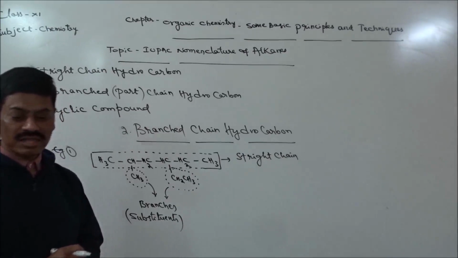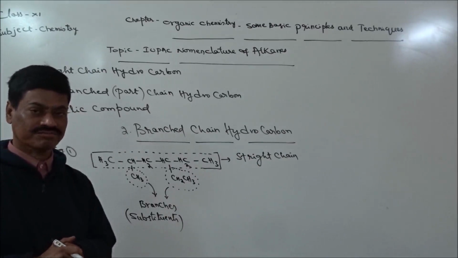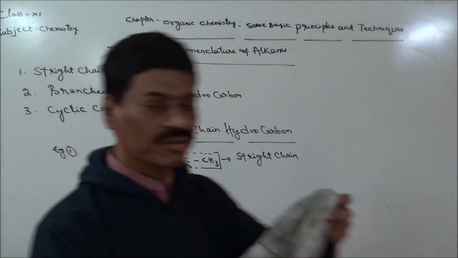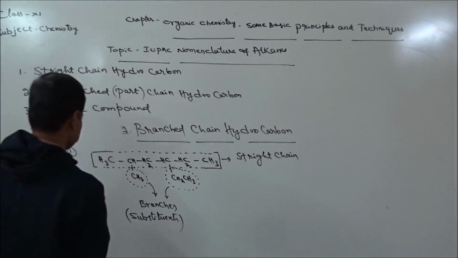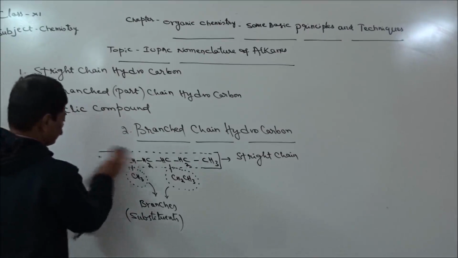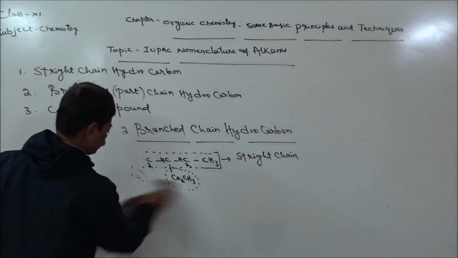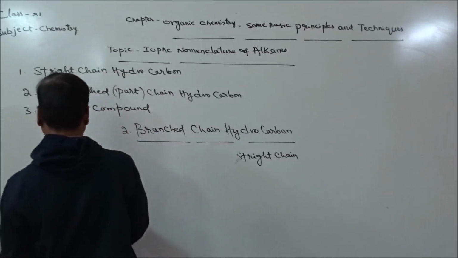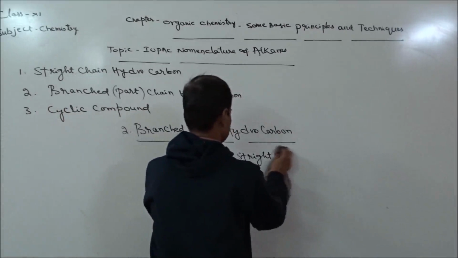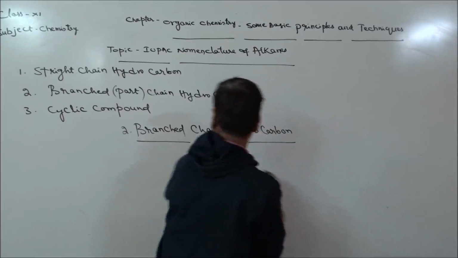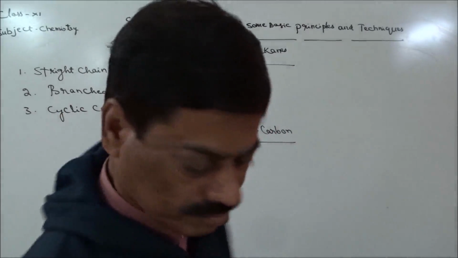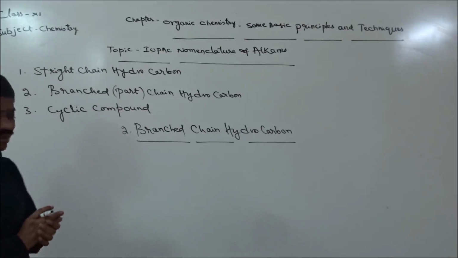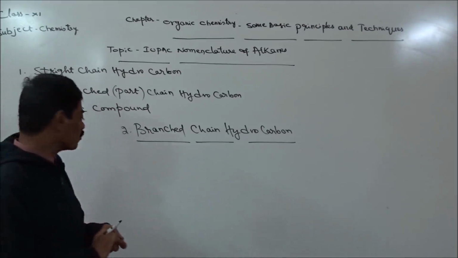Now the question is, the substituents, that is alkyl groups, here both are alkyl groups, methyl and ethyl, and these substituents may have branches in them in turn. So when they have branches in turn, how are they named in the common system? Let us see.